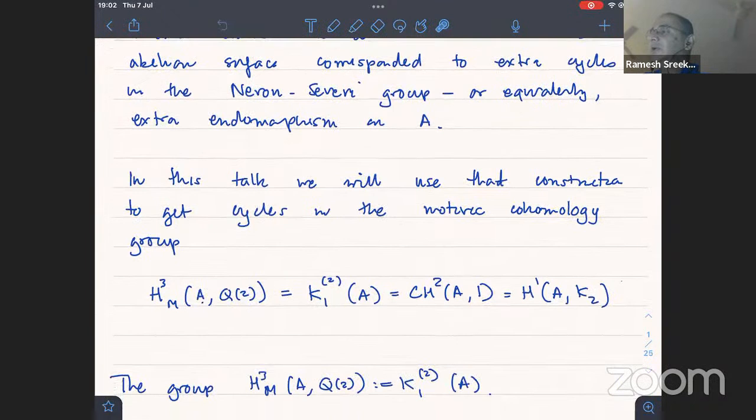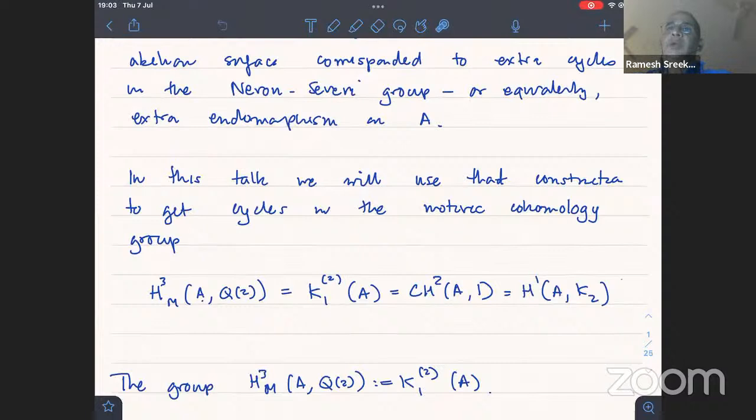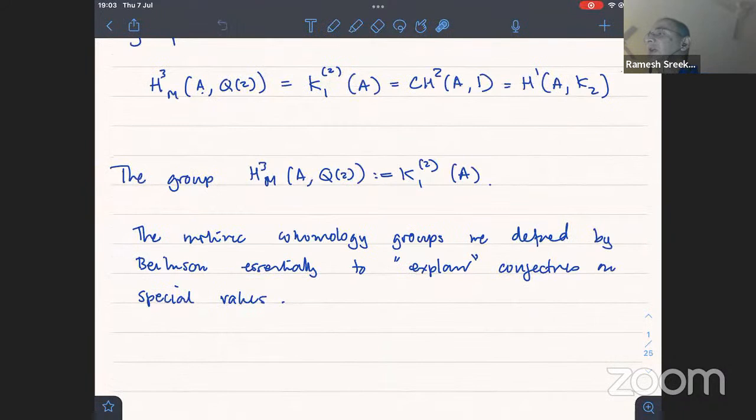In this talk, we'll use that construction to get certain cycles in a particular motivic cohomology group, H^3_M(A, Q(2)). It has many definitions. The usual definition is K_1^(2), since there's a filtration on the higher K groups, and one of the graded pieces is called K_1^(2). Another equivalent definition is the higher Chow group CH^2(A,1), which essentially means certain codimension two cycles on A cross P1 subject to some additional conditions. The third is H^1(A, K_2). I won't state what that is, but we'll mostly use the Chow description for how we describe things.